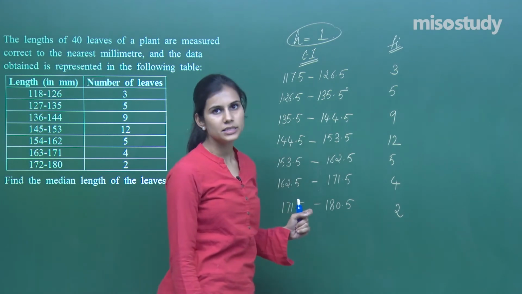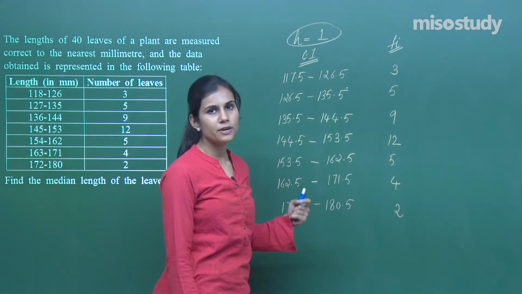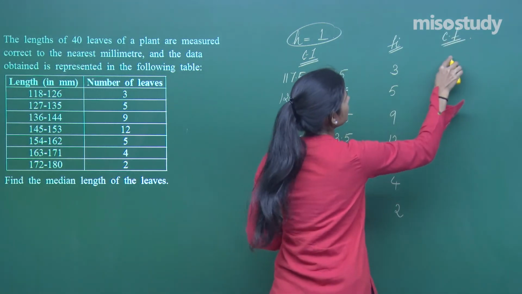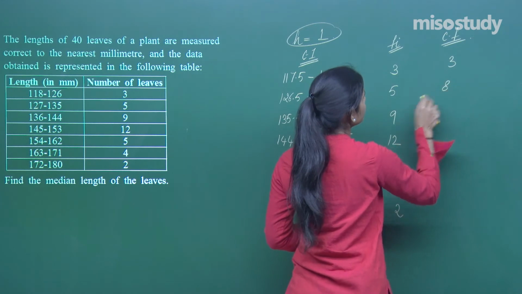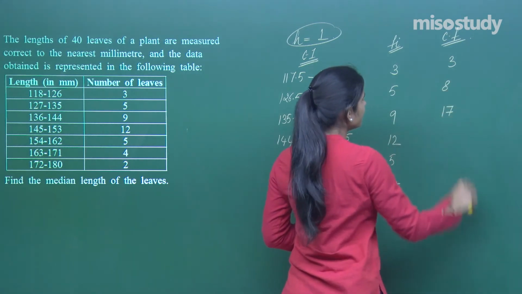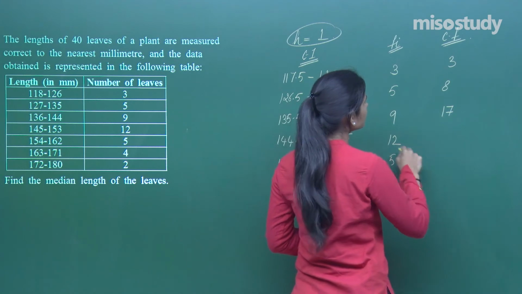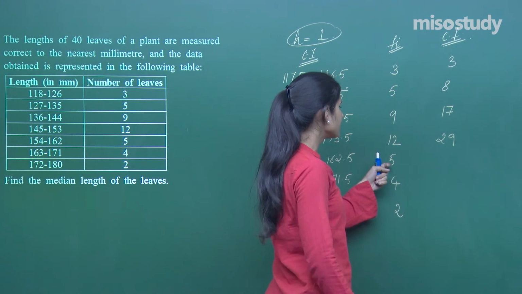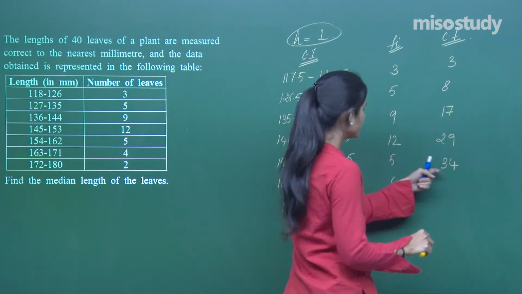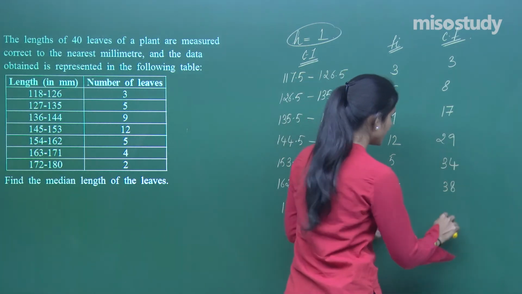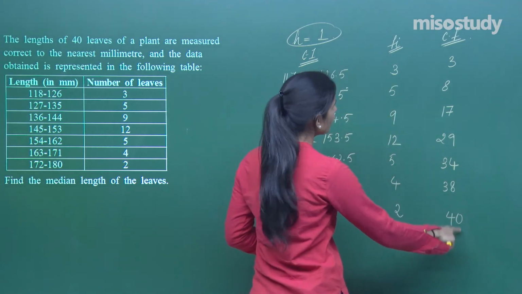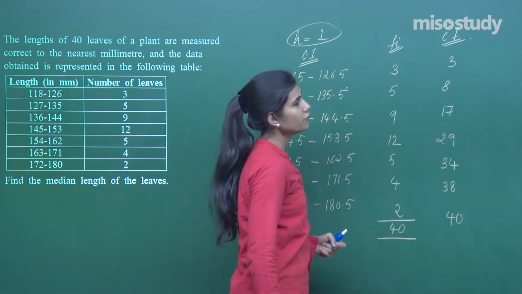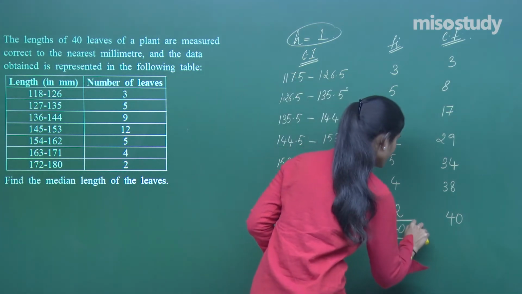Now that I have made the class intervals continuous, I am in a position to use my formula to compute the median, which requires the cumulative frequency table as well. So let's make it 3, 3 plus 5 is 8, 8 plus 9 is 17, 17 and 12 is 29, 29 plus 5 is 34, 34 and 4 is 38 and 2 is 40. If this is 40, that means all these things are adding up to 40, so your summation Fi is 40. That means your capital N is 40.